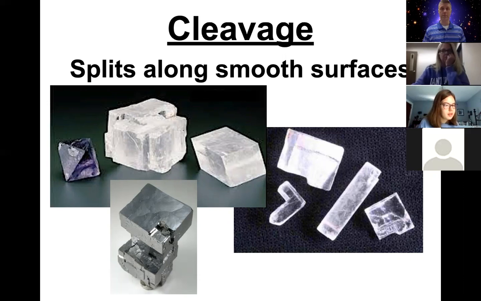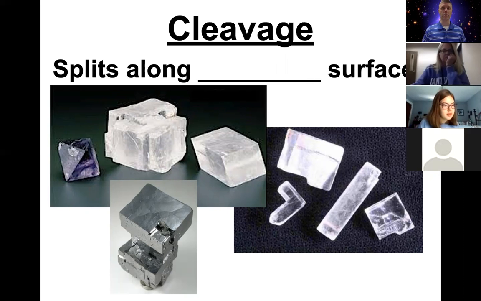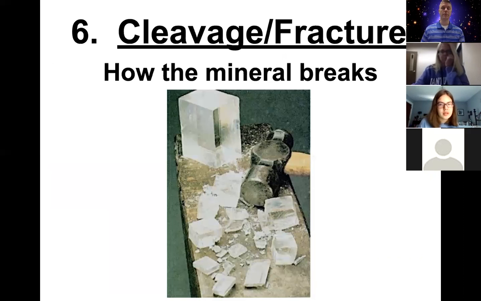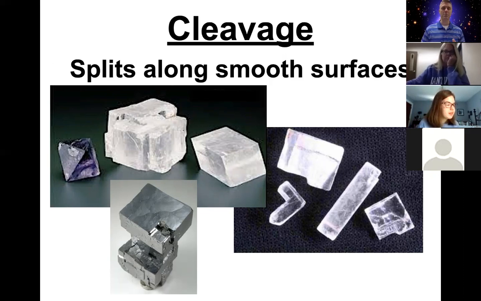When they break, if they have cleavage, it gives you smooth surfaces. Just like on this picture, the pieces down at the bottom have flat, smooth surfaces, and that's how it breaks. That mineral sample, you could say it has cleavage. And there are some different types, or classes.